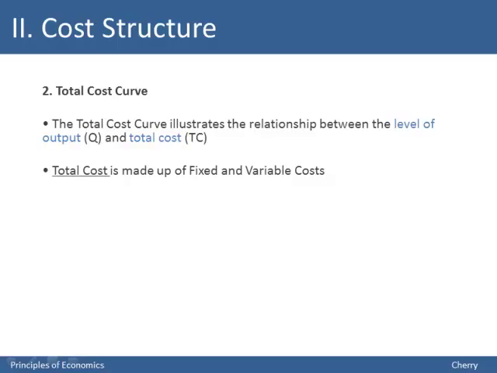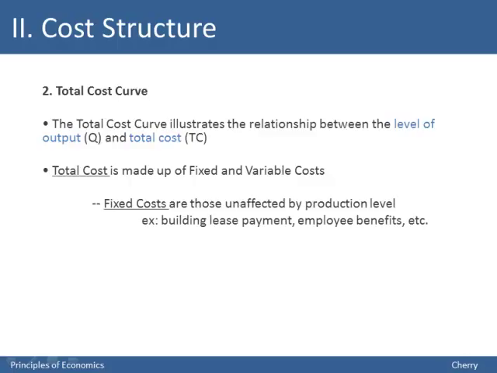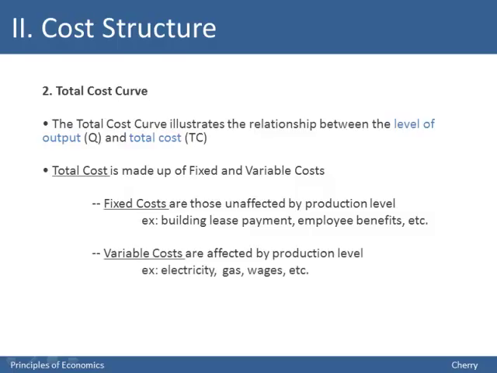So let's break total cost down into categories. There are fixed costs, and those are the costs that are unaffected by the production level, right? So there's a building lease payment or employee benefits, and those costs are fixed. No matter what production level you set, you still have to pay those fixed amounts every period. But then you have variable costs that are affected by production level. So if you increase or decrease production level, these costs will change. So that's electricity, gas, and wages, and those things.